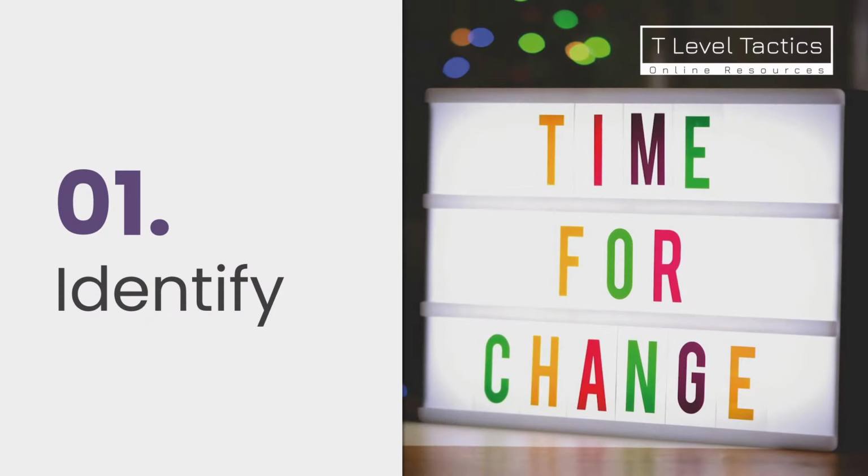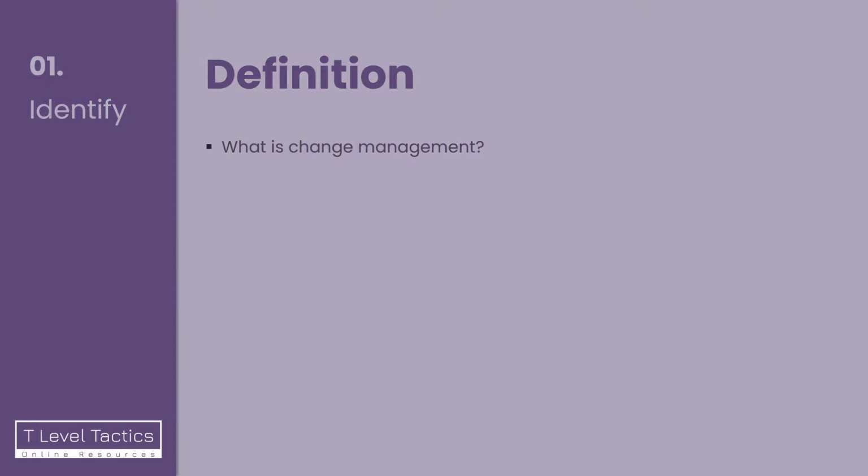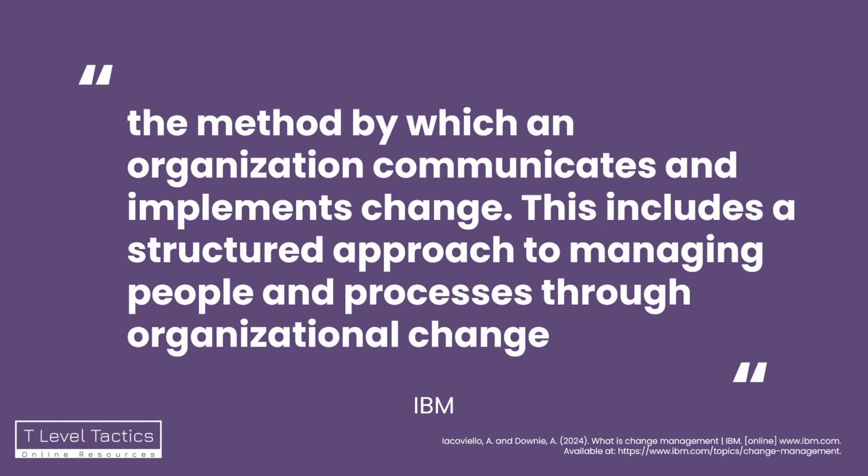Let's move on to our first topic. So what is change management? Let's take a look at a couple of different definitions. This first definition is from IBM, who, if you're not familiar with this business, you need to go and look them up. But IBM say that change management is the method by which an organization communicates and implements change. This includes a structured approach to managing people and processes through organizational change.